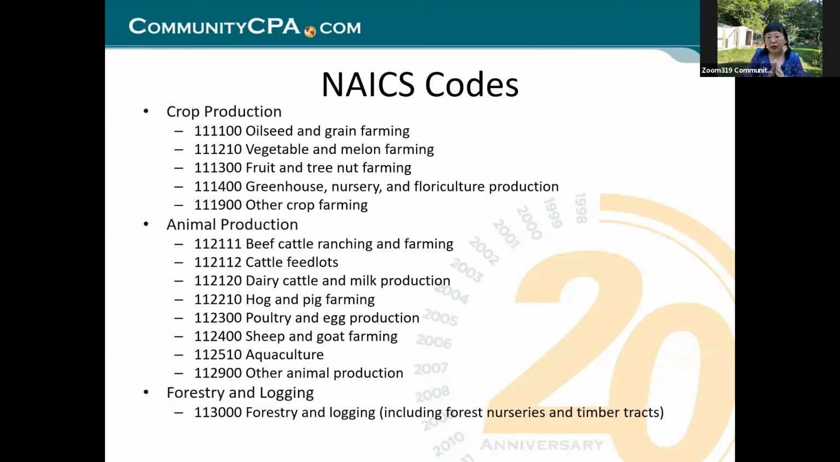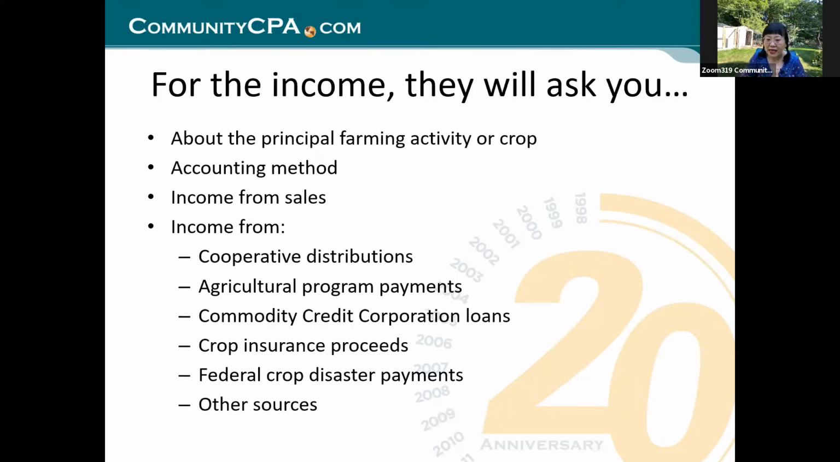Now the NAICS code, and I'm not going to go through this, but I want you to take a snapshot picture. Make sure that you put the NAICS code on your tax return when you file a farm-related business. And for the income on the Schedule F, it will ask you all of these questions that you need to know. Okay, so you need to identify your principal farming activity.